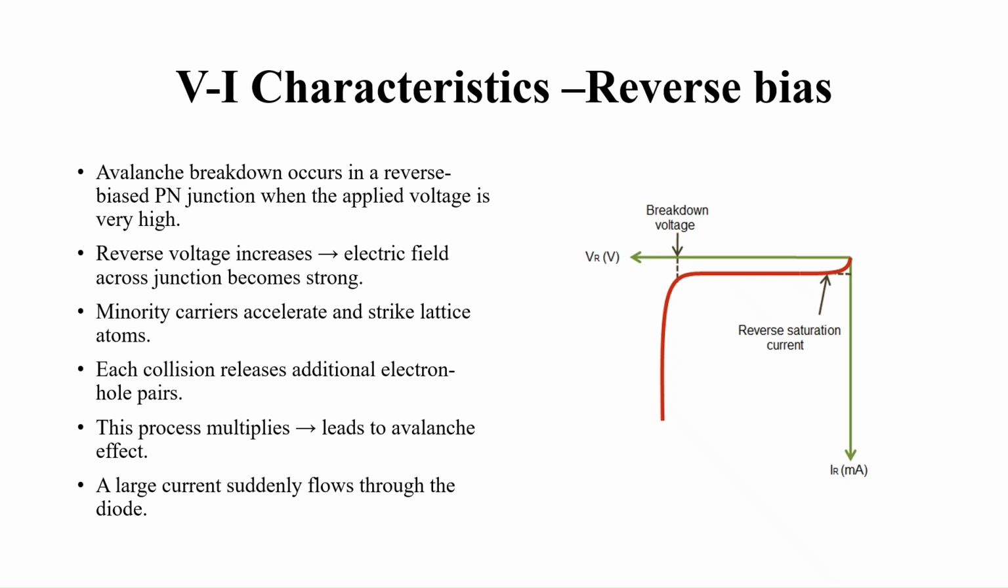During this avalanche breakdown, a large current suddenly flows through the diode. It will generate heat. When we touch the diode, we may feel the heat. Therefore, this PN junction diode is not suitable in reverse bias because it gets damaged in the reverse bias condition.